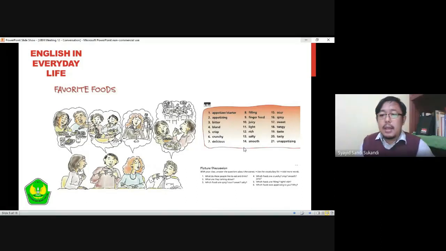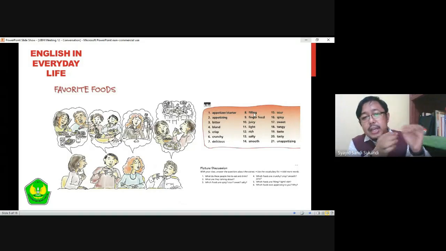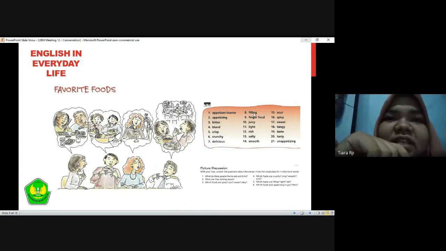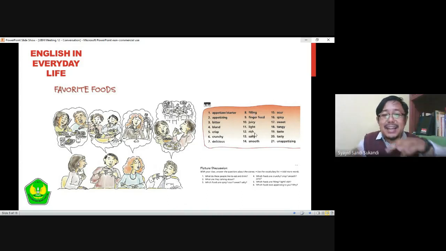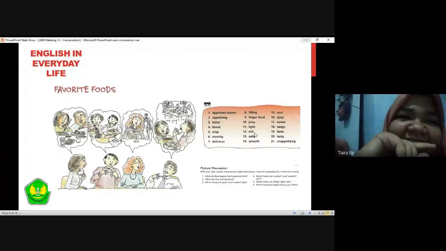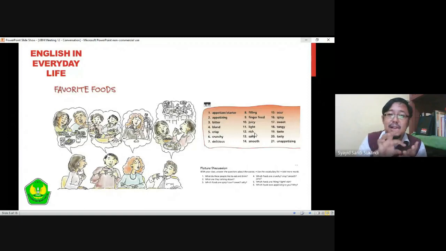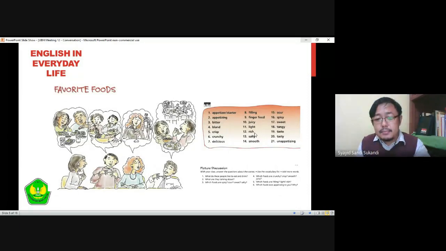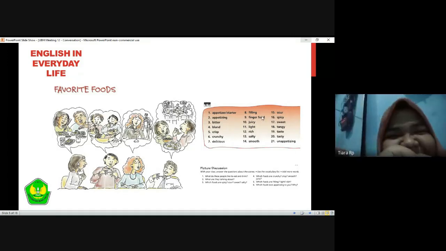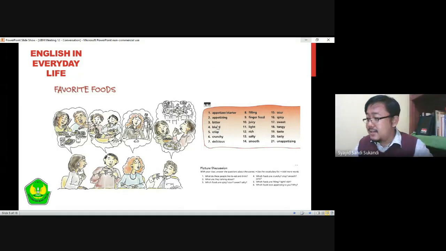Mm-hmm. Okay. Tangy. And filling. Filling itu kalau misalnya onde-onde, di dalamnya itu namanya filling. Inti. Itu mas onde-onde, ada yang gula saka di dalam onde-onde itu namanya filling dalamnya. Kalau ada kue, di dalamnya ada filling itu kan? Iya. Itu namanya filling. Bitter, bland, you know bland?